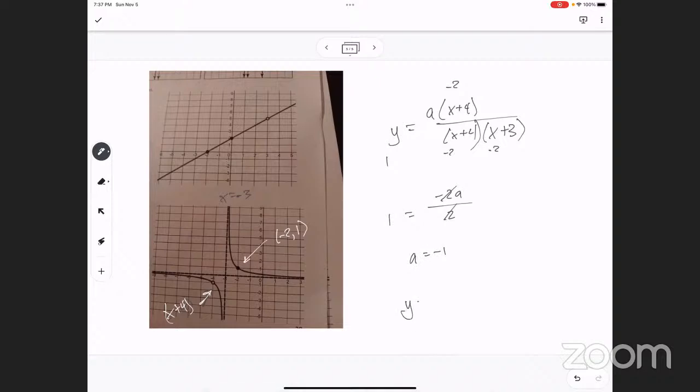So my answer is just y equals -1 times x plus 4 all over x plus 3 times x plus 4. And again, you can multiply this out. So it would be x squared plus 7x plus 12. And probably you can multiply this negative in here as well. -x minus 4. So that it's in the form that they probably want you to write it in.